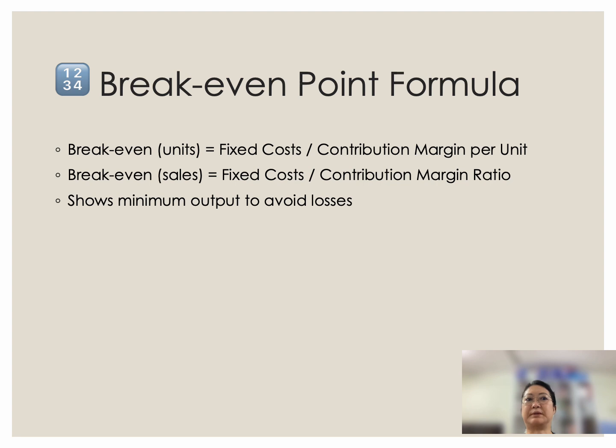Let's go through the formulas. Break-even in units equals fixed cost divided by contribution margin per unit. Moreover, break-even in sales equals fixed cost divided by contribution margin ratio. This tells us the minimum amount of sales needed to avoid losses. The demonstrations of calculations will be explained in detail in the lecture classes.